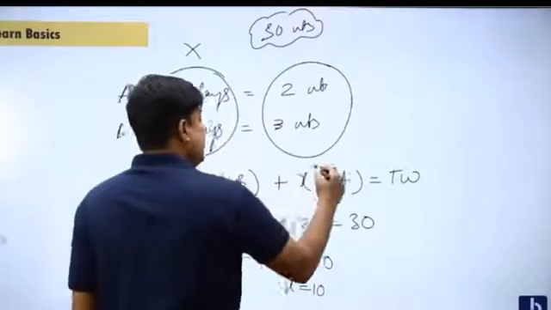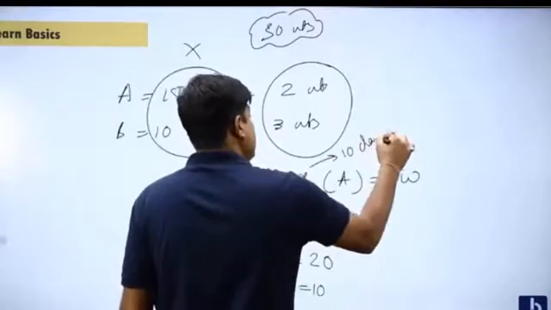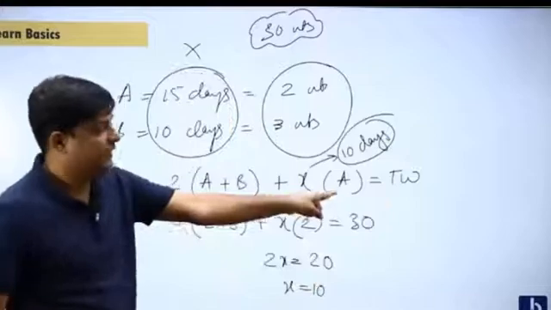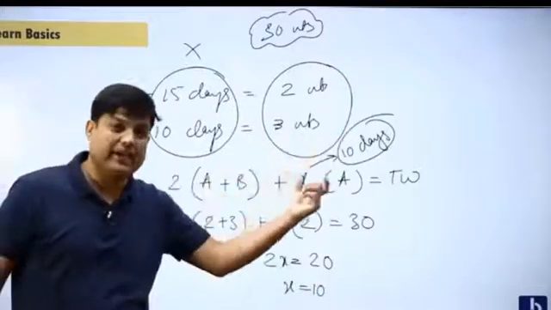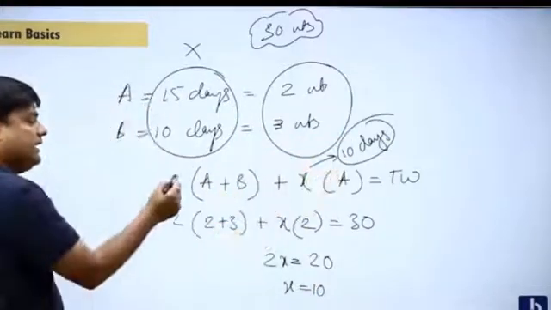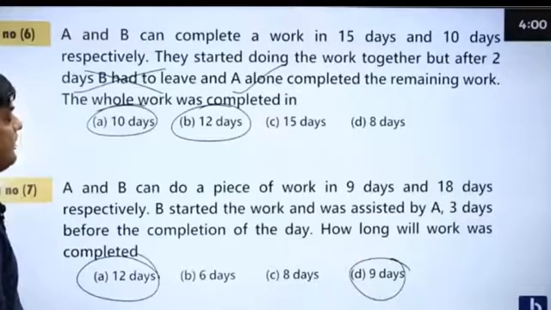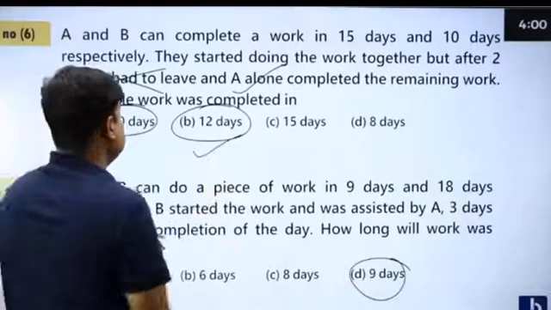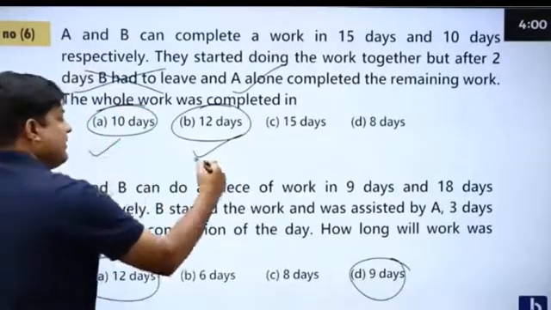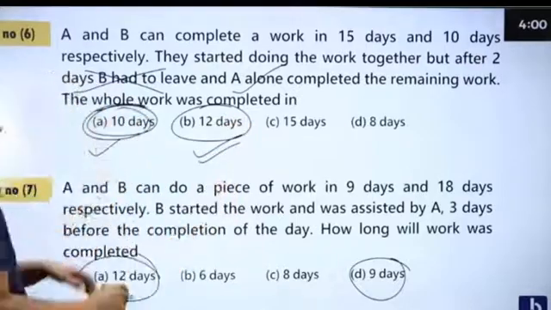Who is working in 10 days? A alone is working for 10 days. To complete the work, 10 more days are required. But do you think they have worked 2 days also? Yes. So the best answer is 12 days. Means these people are also right, but these people have made a mistake. They did not add 2.